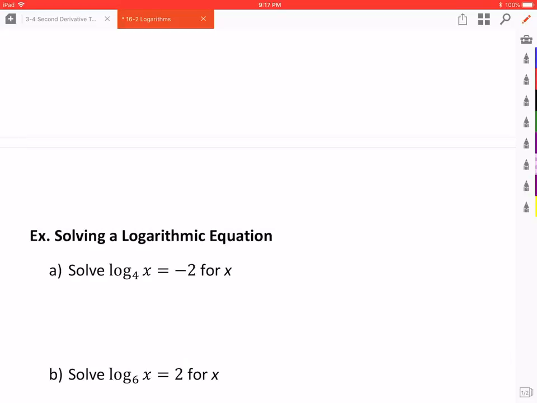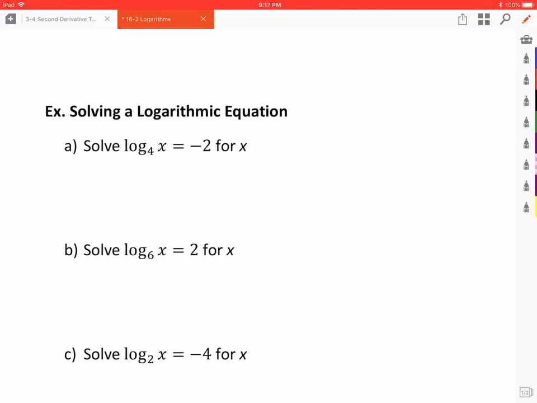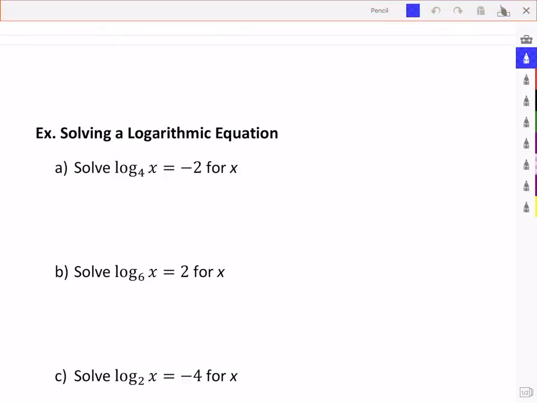Okay, now going the other direction, solving a logarithmic equation. Here I have log base 4 of x is equal to negative 2. We're going to solve that for x. Now there's 2 steps on these. First, you're going to write it in exponential form. And then you solve for x.